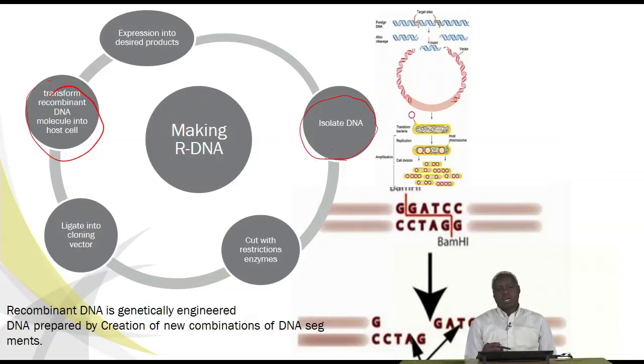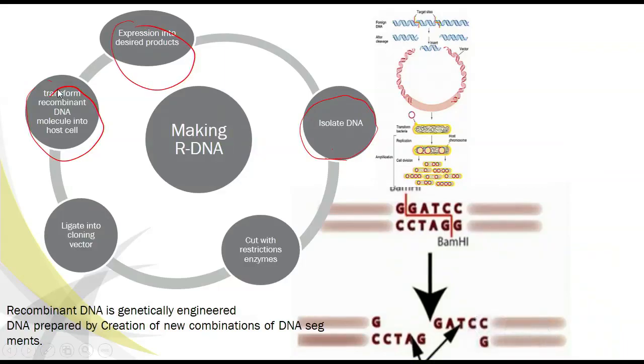After that, you can do expression. Expression means you can produce your products, to get the product that you want, maybe to sell on the market. You know, when you want to sell your product in high quantity, you have to do recombinant. Otherwise, you cannot produce a huge amount of the products.